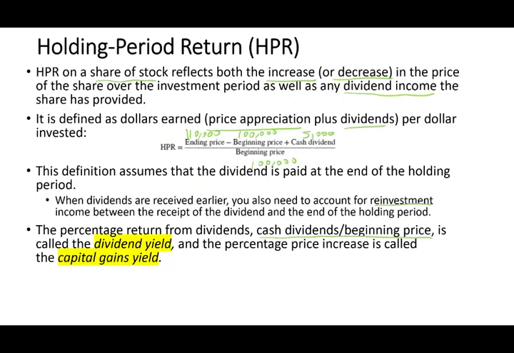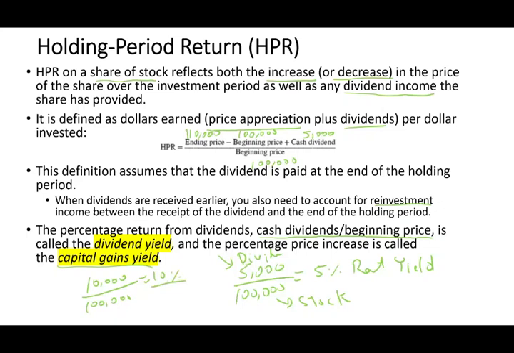So if I ask you, what is the rental yield? Rental yield by itself is $5,000 divided by $100,000, which is 5%. So this is the rent, my rent yield. But if we're talking about a stock, this is the dividend, and this is the stock price. So it will be called the dividend yield. Same thing. And we add the capital gain appreciation, 10,000 divided by 100,000, equal to 10%. 10% plus 5% equal to 15%. Okay, so dividend yield plus capital gain equal to the holding period return.